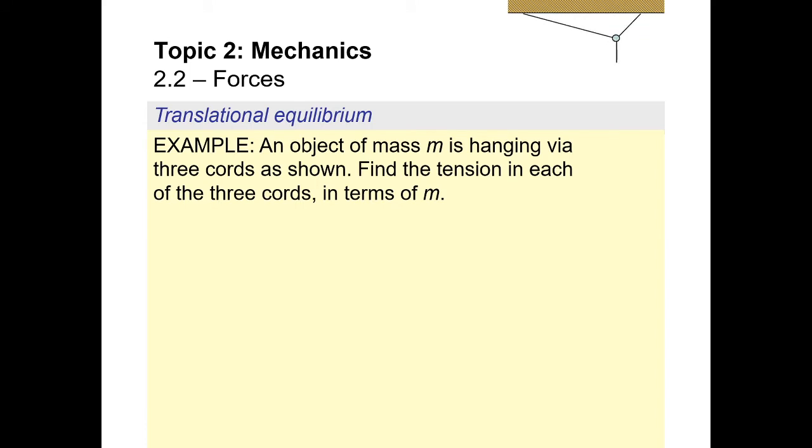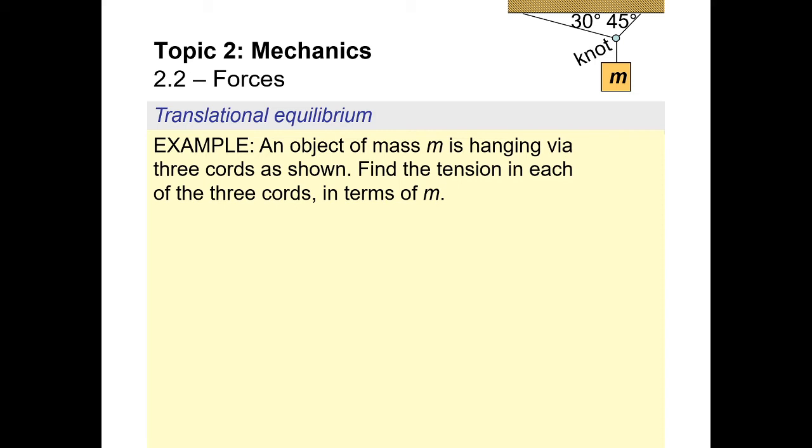Okay, next let's try this problem. An object of mass m is hanging via 3 cords as shown. Find the tension in each of the 3 cords in terms of m. So we have these angles relative to the horizontal, 30 and 45 degrees. We have a knot and we have a mass hanging. Something to keep in mind is that this system is not moving. That knot isn't moving and the mass m isn't moving.